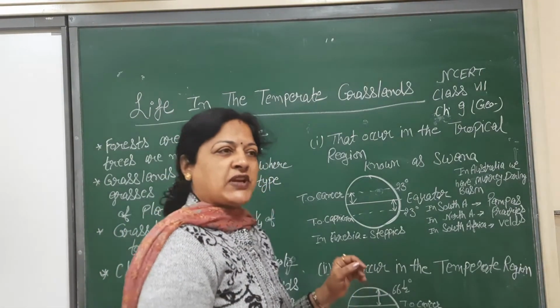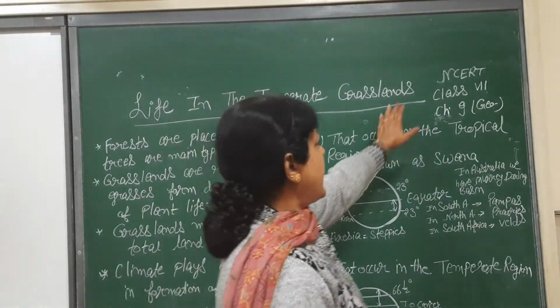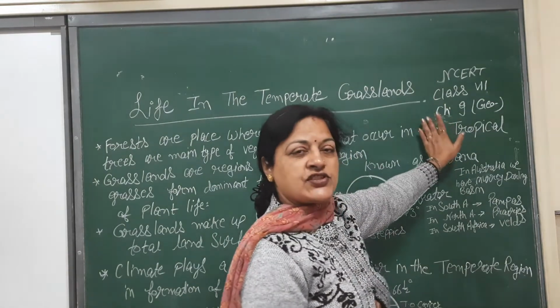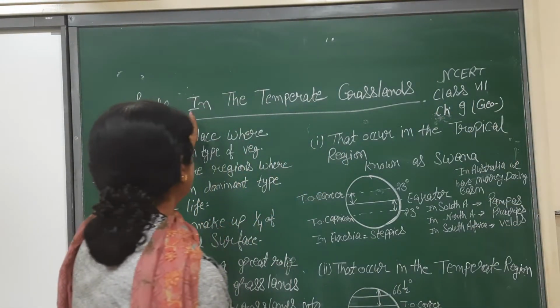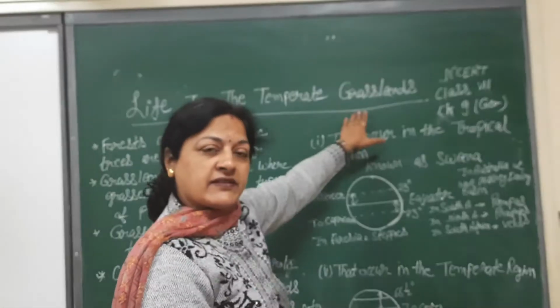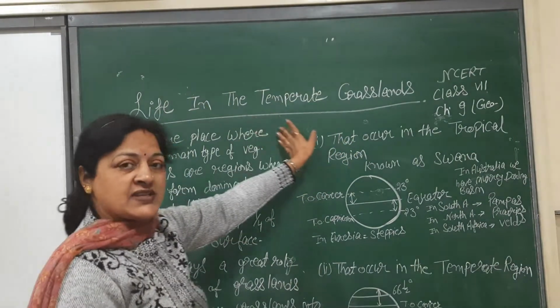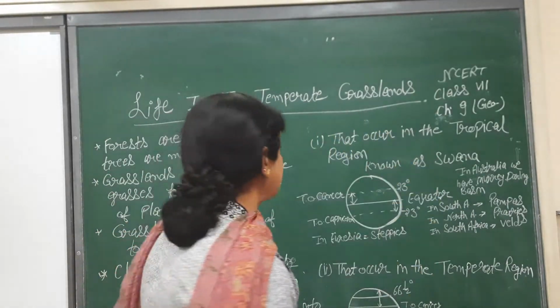Hello everyone, welcome again. Today we are going to start NCERT Class 7 Chapter 9 of Geography, Life in the Temperate Grasslands. Our today's topic is Life in the Temperate Grasslands.